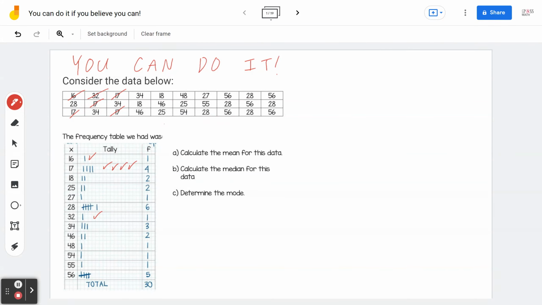Now, to find the mean, all you're doing is the following. You have to take the average of everything. So I'm going to switch colors for your reference. In part A, I'm going to use blue. And of course, what you're really doing is you're taking 16 plus 32 plus 17.